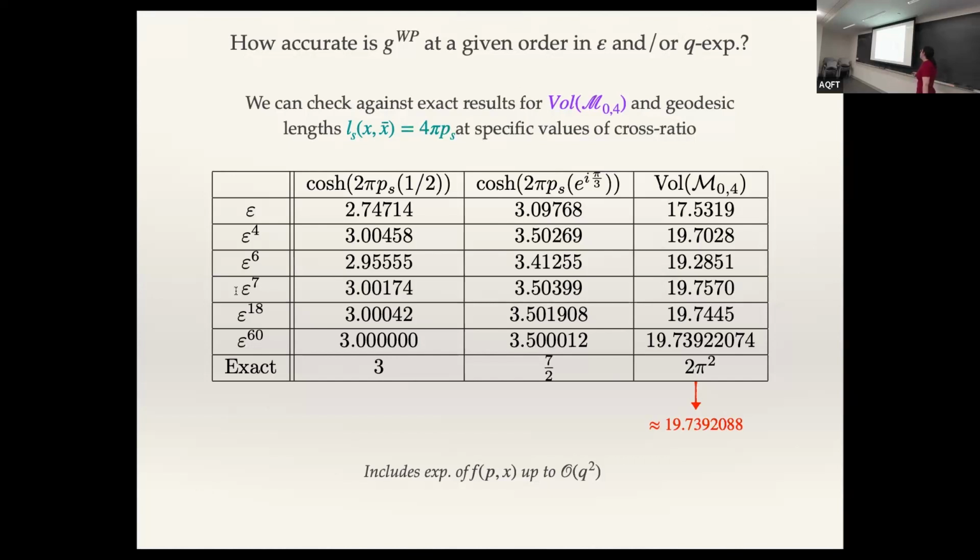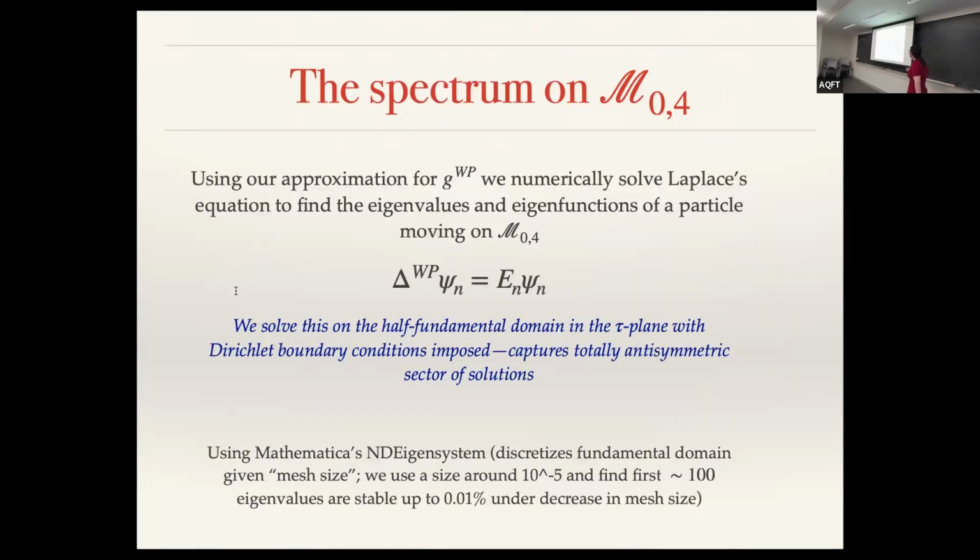Okay, so now that we have a numerical approximation of the metric, we want to do something interesting with it. What we wanted to look at was the spectrum of the Laplacian on moduli space. The idea is to use our approximation for the Weil-Petersson metric to numerically solve the Laplace equation to find a set of eigenfunctions and eigenvalues, which you can imagine describing a particle moving on the moduli space of genus 0 Riemann surfaces with 4 punctures.